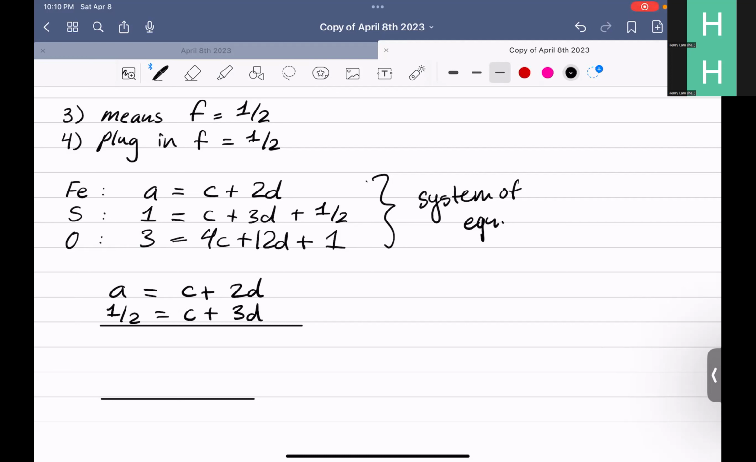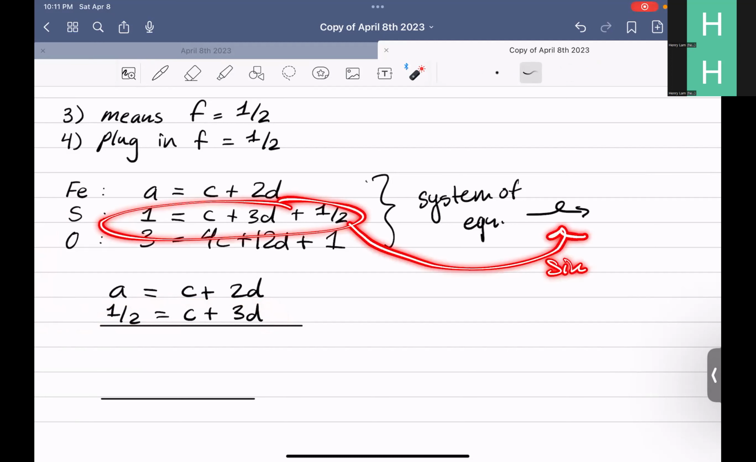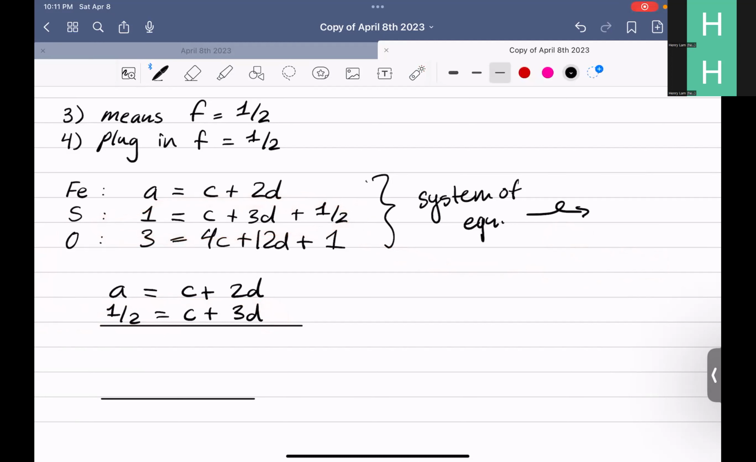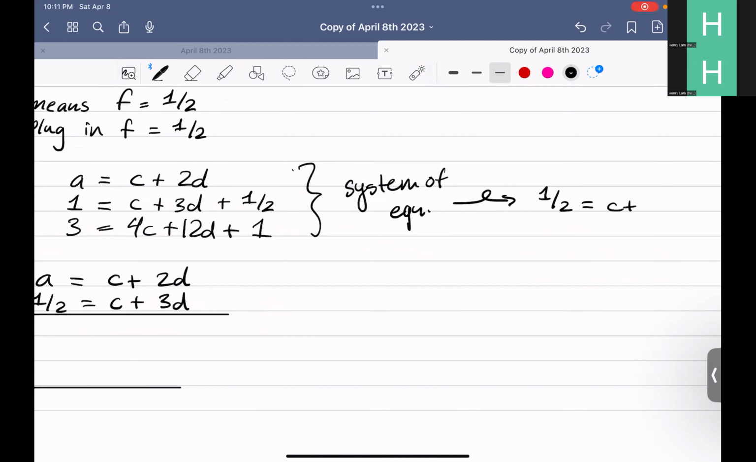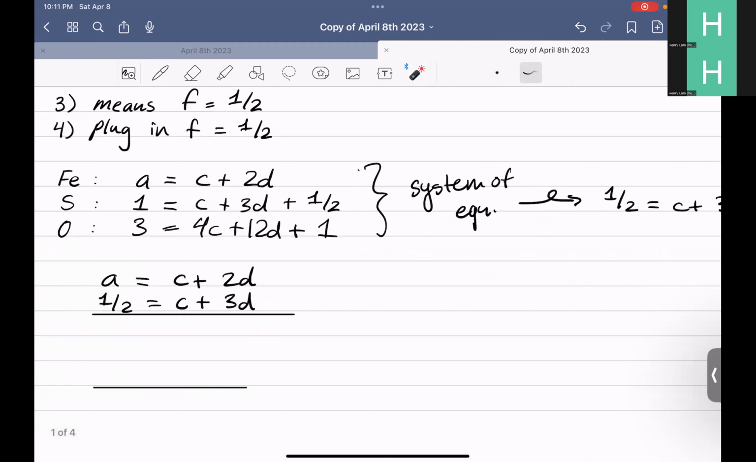You may be wondering, where am I getting that? Where did I get this equation? This came from the sulfur equation, okay? So what I did here was I took this sulfur equation, this entire expression, and I simplified again, okay? So what you'll get is 1/2 is equal to C plus 3D, okay? And that's exactly what you get here, all right?